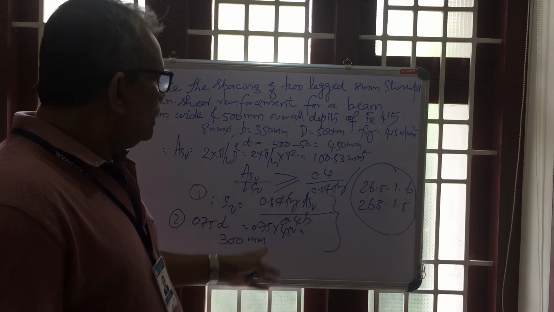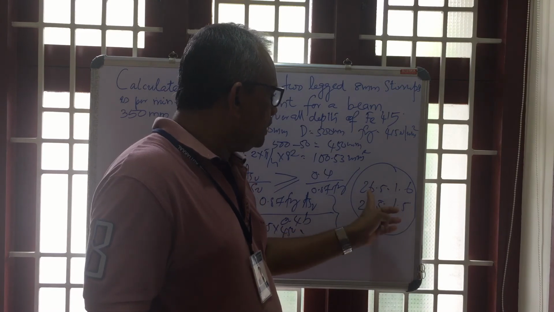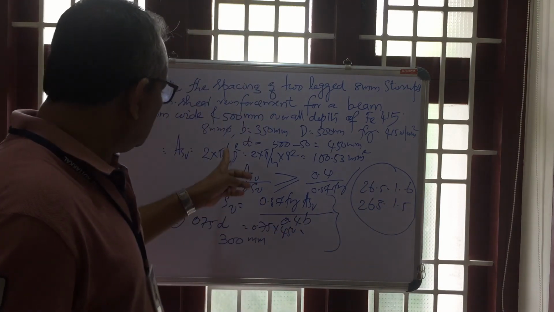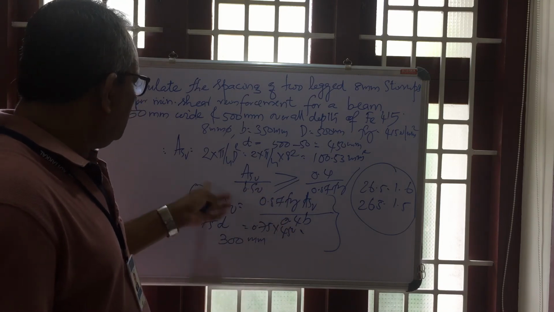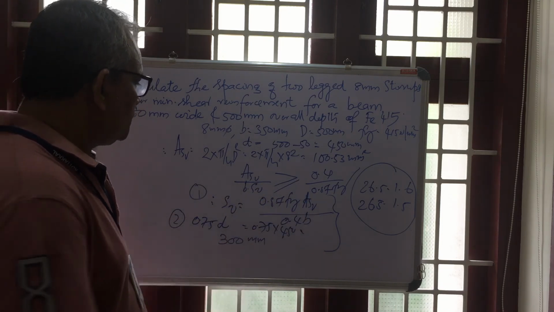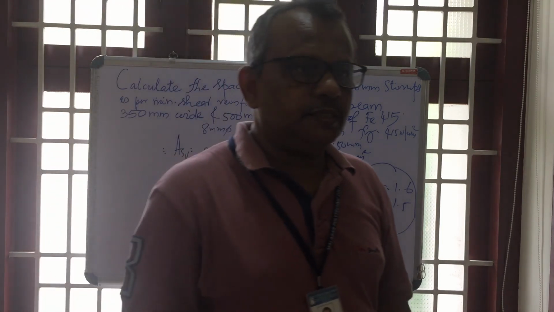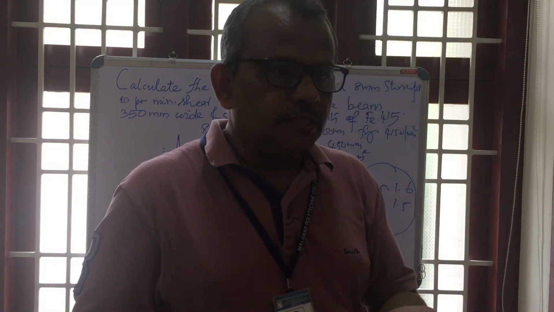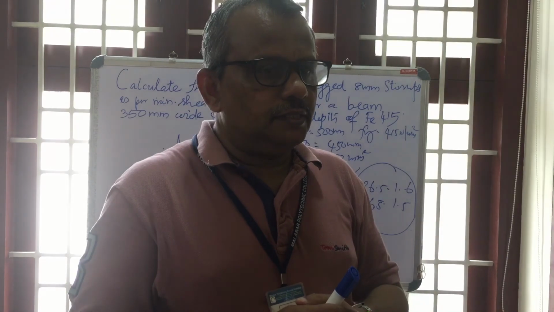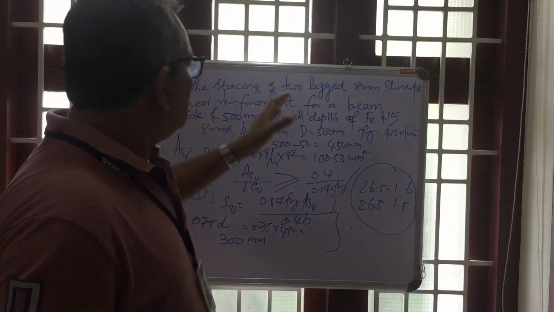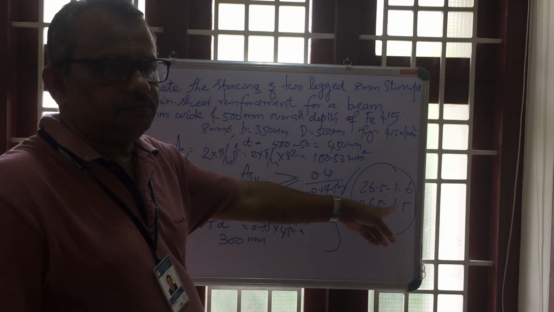So as per the code provisions in clauses 26.5.1.5 and 26.5.1.6, these three relations are used to find out the spacing of shear reinforcements, and take the minimum value as the spacing, right? That many mm you will get, that should be the spacing of the reinforcement. I think it's clear how to find out the spacing of the reinforcement as per the code details.